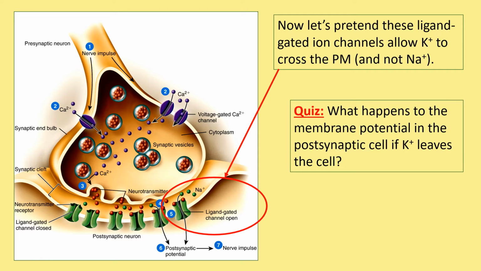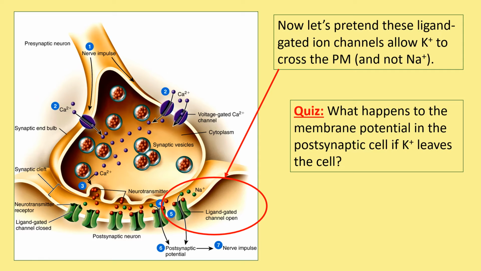All right, here's a different quiz question. We have to pretend now that these are not sodium ion channels, but rather they are potassium ion channels. So flip that in your mind. Now the neurotransmitter is opening up ligand-gated potassium ion channels. And you remember that there's more potassium inside the cell than outside the cell. And so when those channels are open, potassium is going to leave the cell by facilitated diffusion. And what happens to membrane potential in that case?